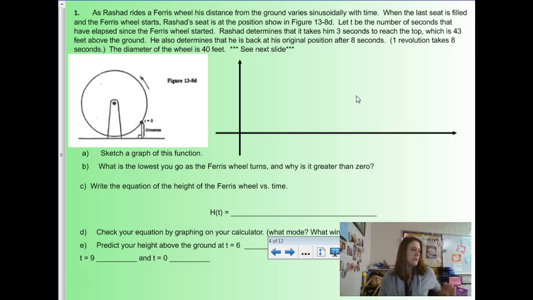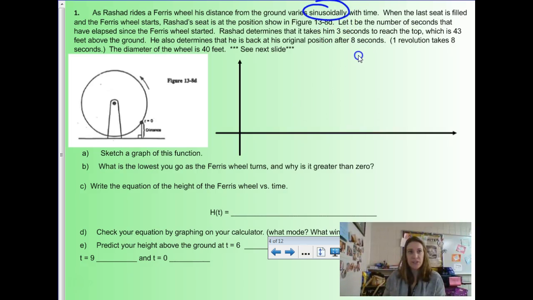So this first example here is a Ferris wheel question, which we see a lot on sinusoidal models. And it says, Rashad rides a Ferris wheel. His distance from the ground varies sinusoidally. So right there's a dead giveaway that we should be using a sine function. Let me get my marker working. A sine function as far as what I'm going to set up.